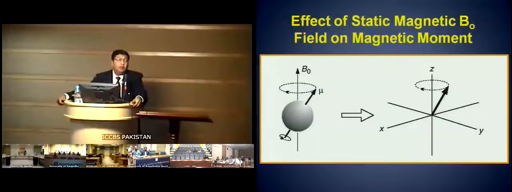And remember, we also discussed that this is a property called resonance, when the frequency of the radio frequency is matched with the precessional frequency, then you have absorption of a photon, absorption of energy. And this absorption of energy is recorded in conventional NMR spectroscopy.